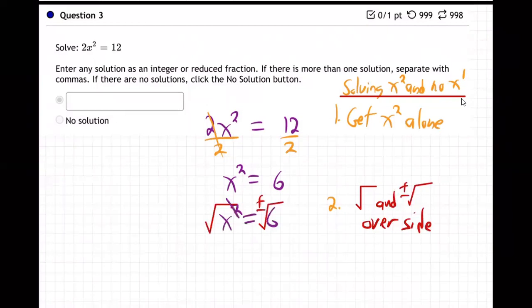And that cancels, the rooting cancels the squaring. Rooting is the opposite of squaring. And you get 2 answers here, plus root 6 and minus root 6. And we're just going to leave it that way.